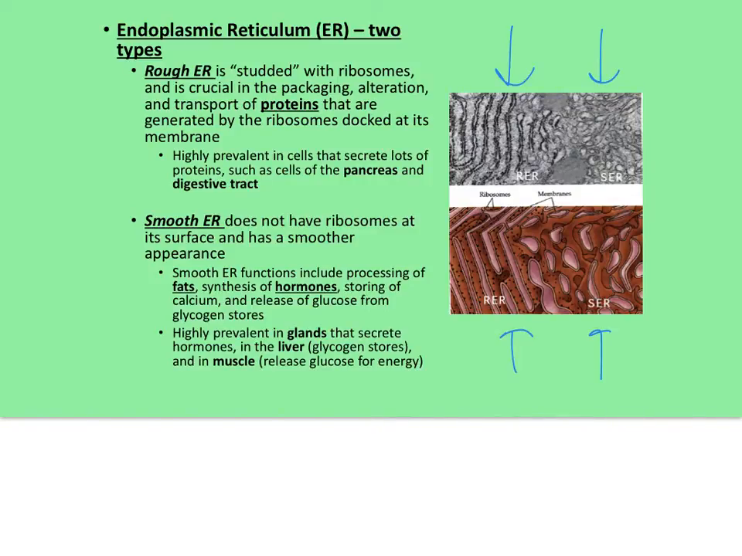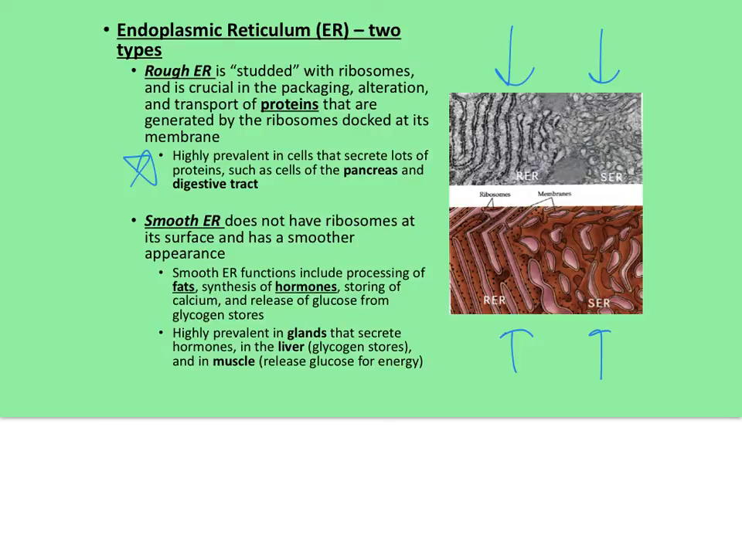So, if you have a cell, here's another structure-function relationship, that has to secrete or release a lot of proteins, you're going to see a lot of rough ER in that cell. So the pancreas, as we learned with insulin, releases a lot of proteins. Your digestive tract cells also release a lot of proteins that help you digest your foods. So these areas are going to have lots of rough ER.